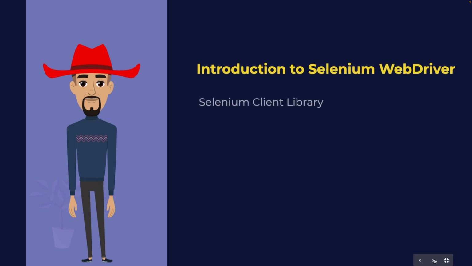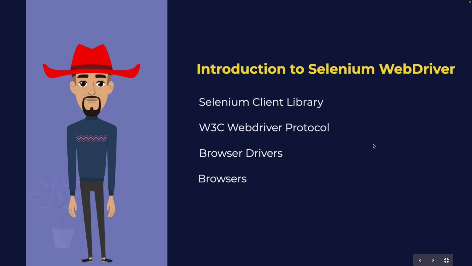Selenium WebDriver consists of basically four components. First is a Selenium client library. Second is W3C WebDriver protocol. This is previously called as the JSON wire protocol. Then browser drivers, browser specific implementation of Selenium WebDrivers that will help you to communicate. And last is the browser. So these four components make a Selenium WebDriver architecture. Okay, and we will see each and every component in detail.